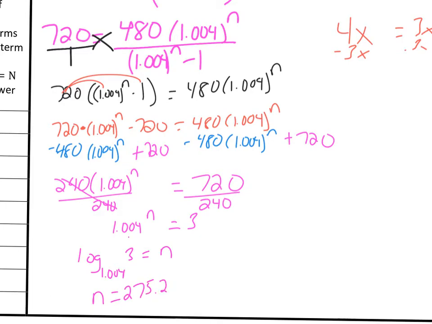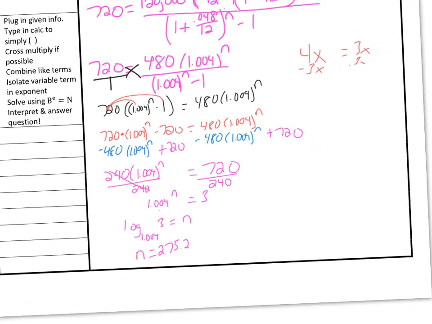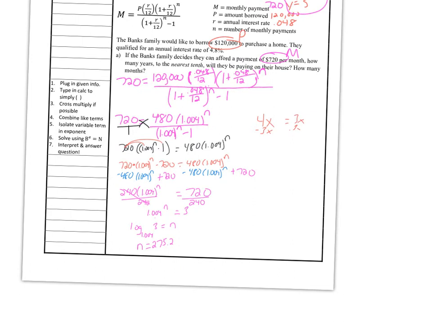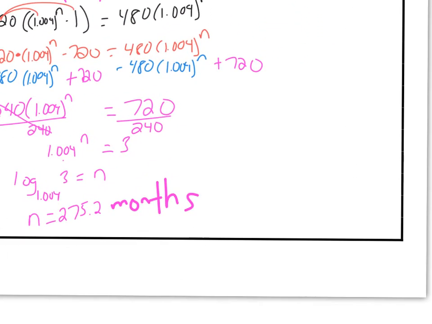N becomes 275.2. Well, hopefully that's not years, but let's go back up to the question and see what it's talking about. N is the number of monthly payments, so this is months. The question also asks how many years. So it's 275.2 months. We're going to divide that by 12. So 275.2 divided by 12 is going to give us a number of years, which works out to be 22.9 years.